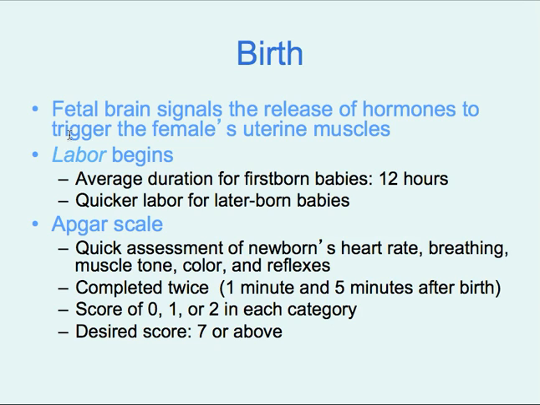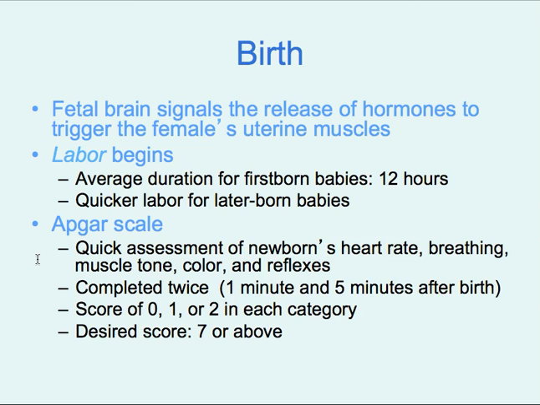At birth, what results in birth is that the fetal brain signals the release of hormones to trigger the female's uterine muscles. Labor begins. The average duration for firstborn babies is about 12 hours, but there's quicker labor for later-born babies.